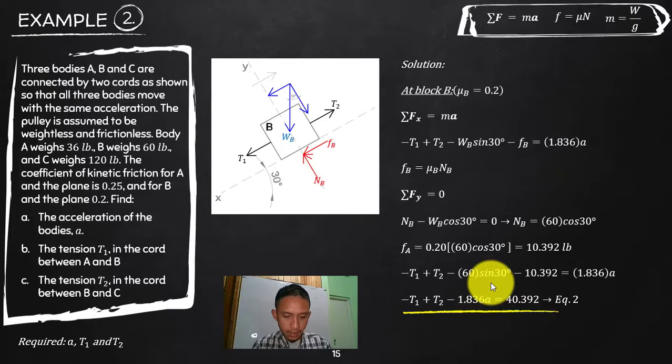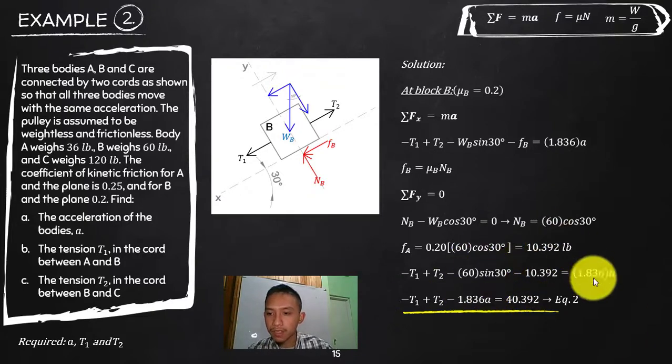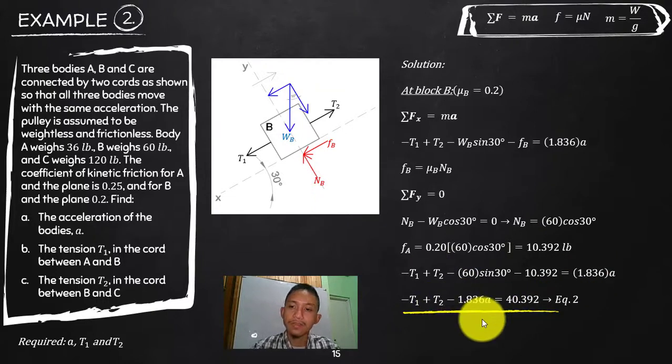60 cosine 30, 10.392. That should be 62. Oh, no, wait. 60 sine, not cosine. Sine. 40.392. Okay, so that is negative. Actually, combining this one is negative 40.392, but it will go positive. This will go negative also.